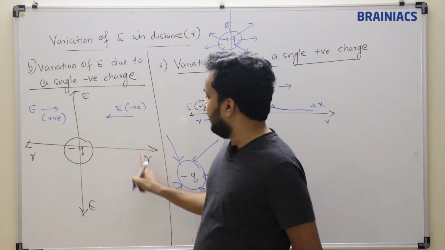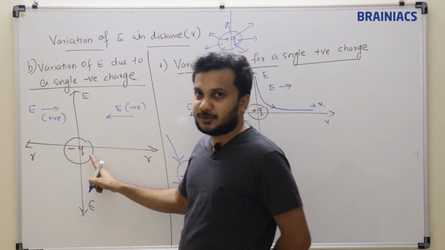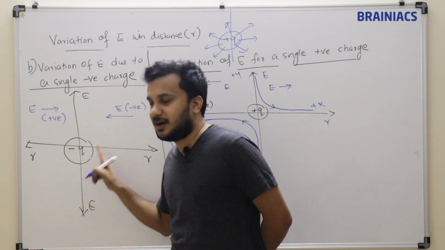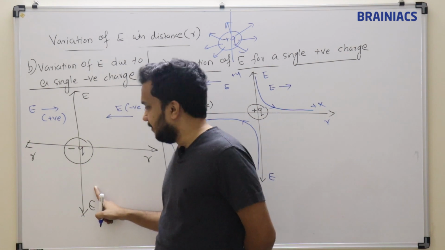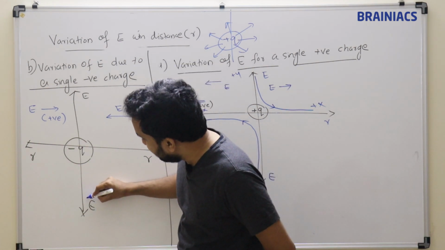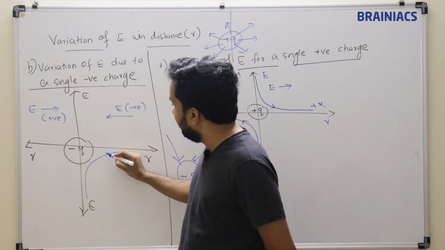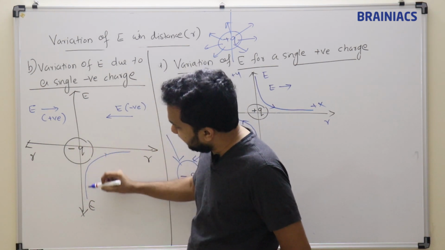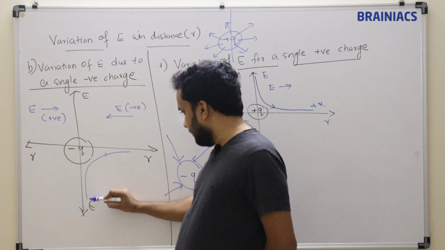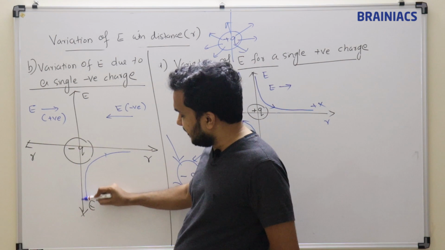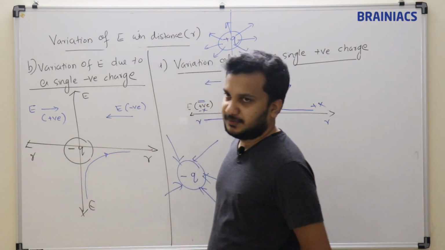Now we know when the distance reduces, the electric field will be very high, because E is proportional to 1 by R square. Now for the negative side, the negative E has to be taken care of here. So at a very short distance the electric field will be very high. When the distance increases, the electric field goes down. This is the electric field, right? So the electric field will be a very high value at shorter distance. When the distance increases, you can see this electric field getting reduced like this.